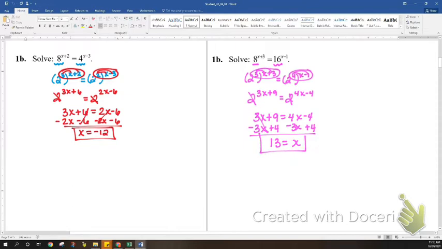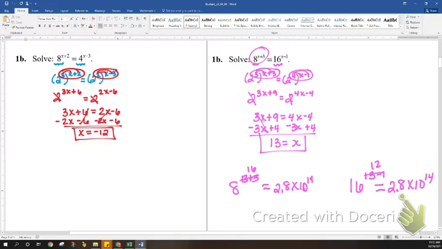And all of these, you can always plug them back in and check. If you're unsure you did it correctly, plug the 13 back in. In your calculator, you would do 8 raised to the 13 plus 3, which is 16, and you'll get an answer of approximately 2.8 times 10 to the 14th, I believe. Then you could plug in 16 to the x minus 1, so 13 minus 1, which is 12, and you would get approximately 2.8 times 10 to the 14th. So you know that they are equal. You can always check your answers, even if it's not required.